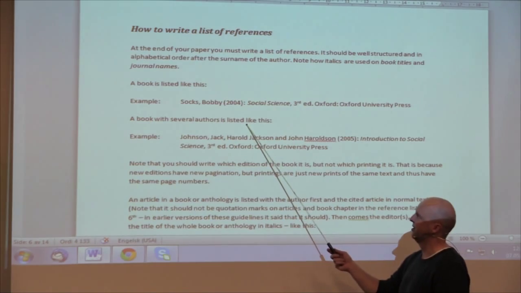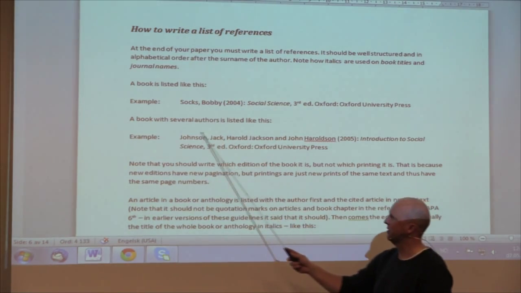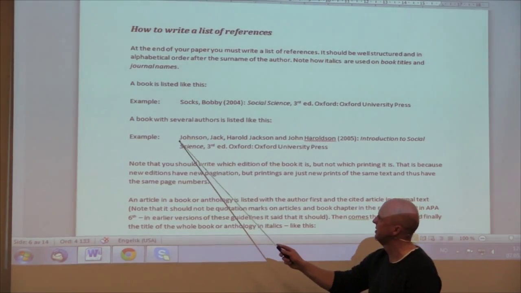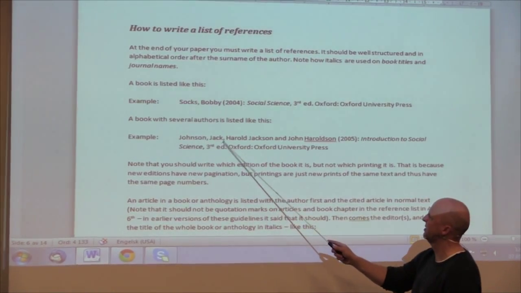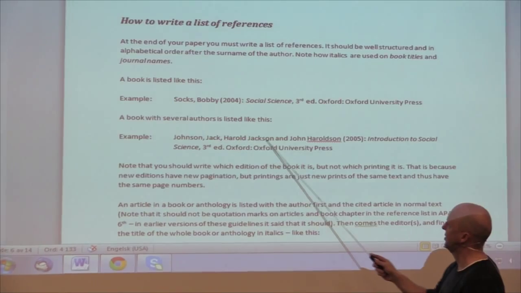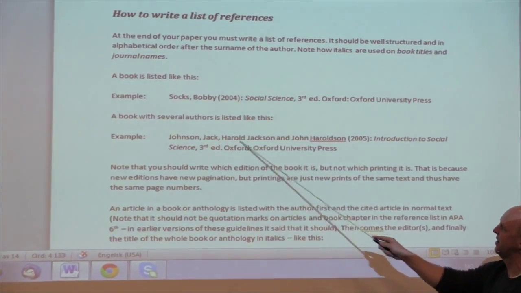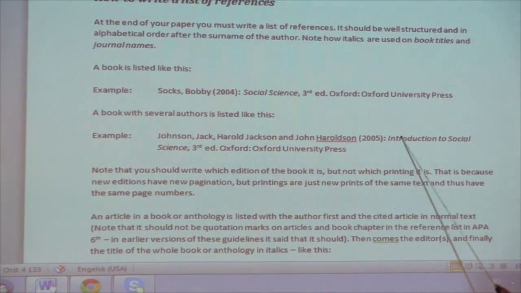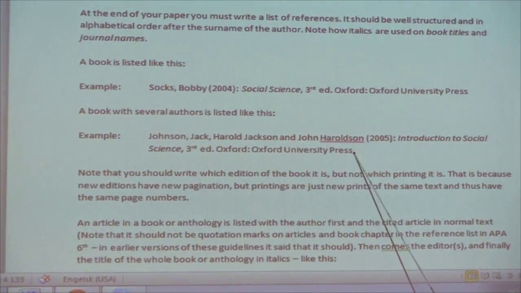If you have a book with several authors, not just one, then you'll use the first author mentioned on the book, surname first, Johnson, Jack, and then the other authors will have their first name first, Harold Jackson and John Harrelson. Year it's been written, introduction to social science, edition, etc.